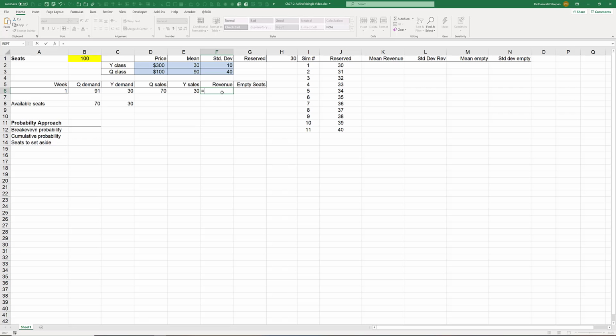Then the revenue is Q sales times Q price, which is $100, plus Y sales times Y price, which is $300. Empty seats will be 100 minus the sum of sales between the two classes.